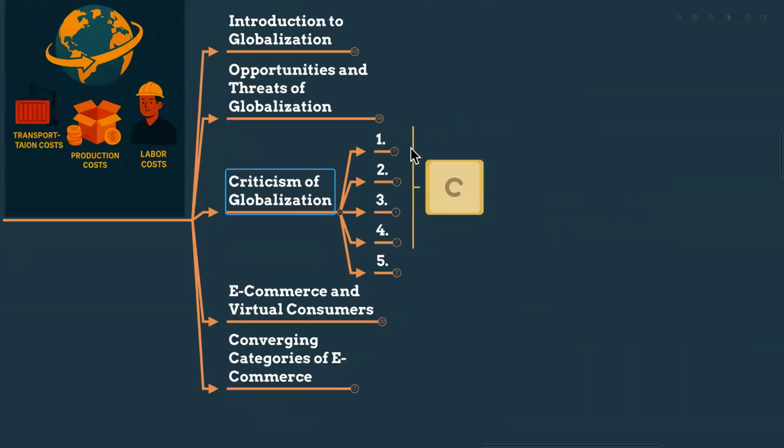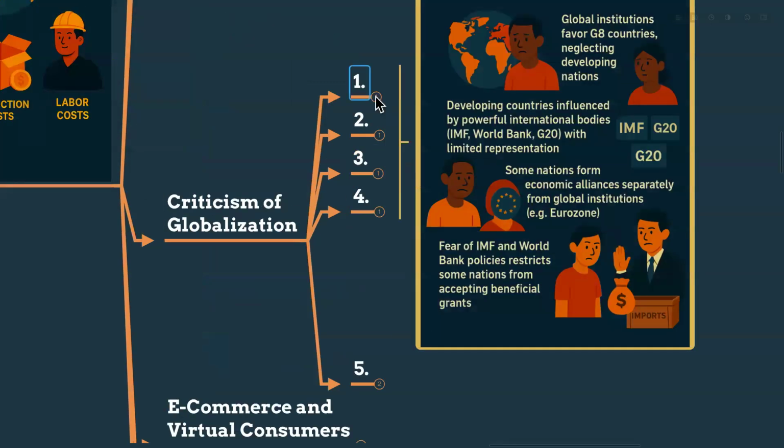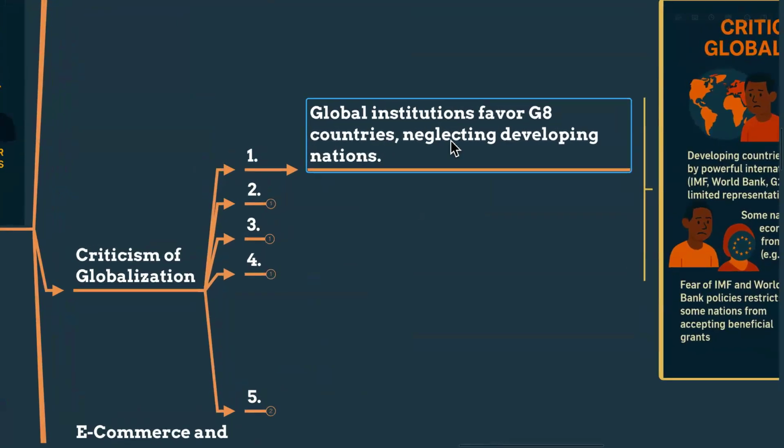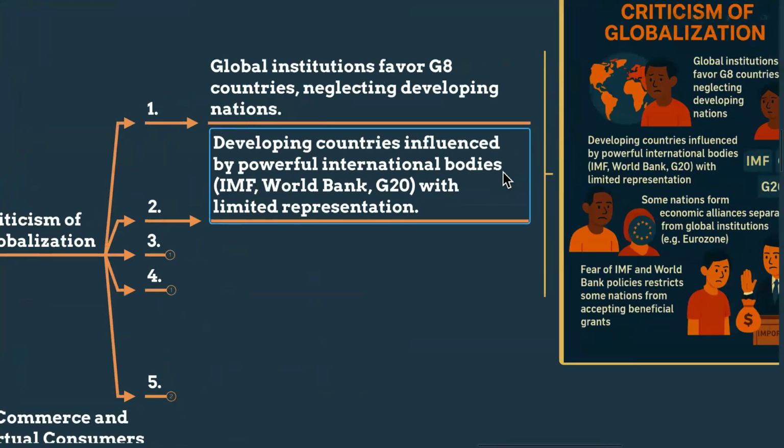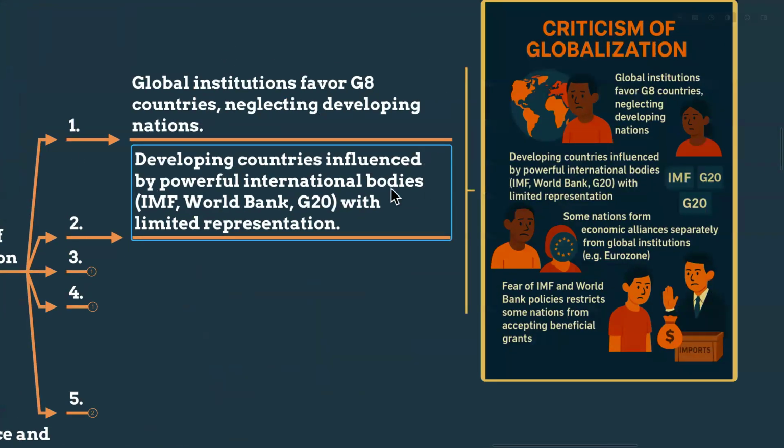At the same time, we still have some criticism of globalization as well. Global institutions favor the G8 countries. There's a group of countries called G8. It means the problems and complaints about globalization. Not everyone benefits equally. That's a problem. They are showing favoritism. And developing countries are influenced by powerful international bodies like the IMF and World Bank. They will rule us. Sri Lanka is actually ruled by the IMF right now. Not by Anura Kumara Dissanayake. The IMF is ruling Sri Lanka.